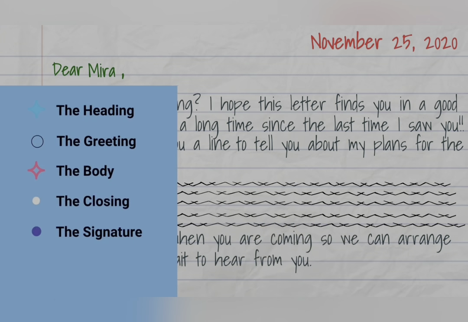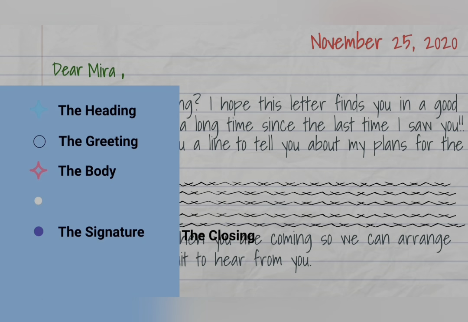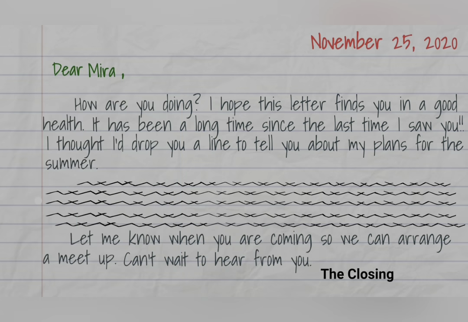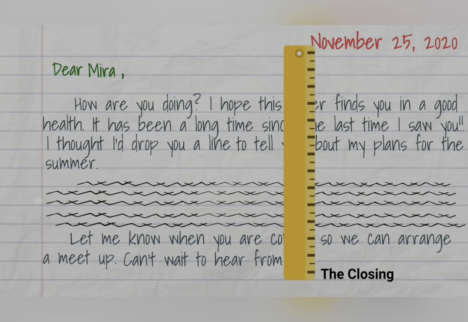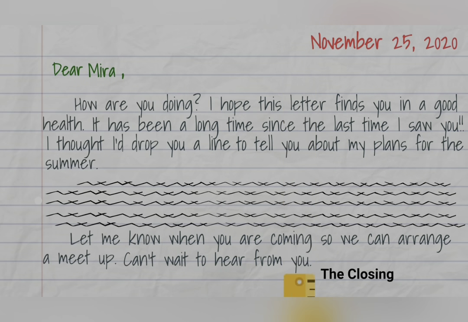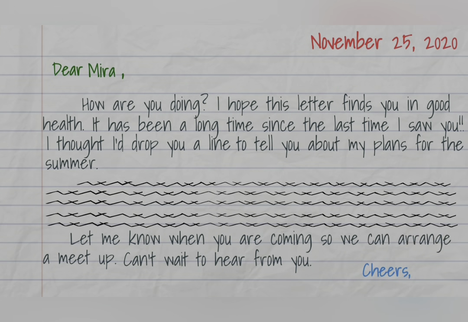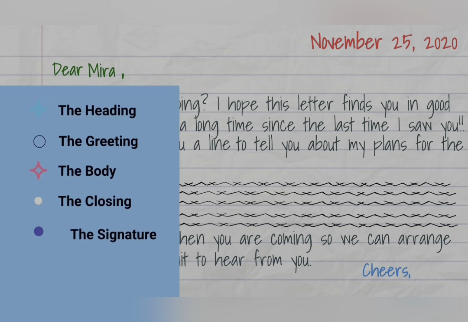Now, the fourth part, the closing. The closing is written on the right side of the page in line with the heading. You can write sincerely, your friend, love, cheers, followed by a comma. And the last part is the signature where you will write your name under the closing.